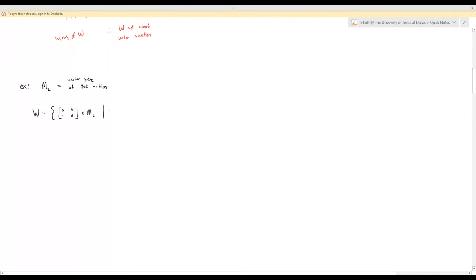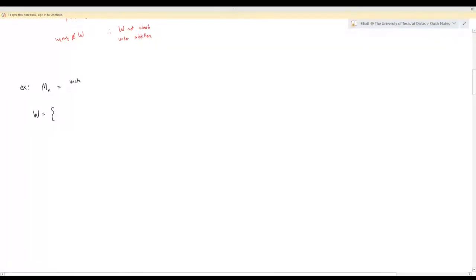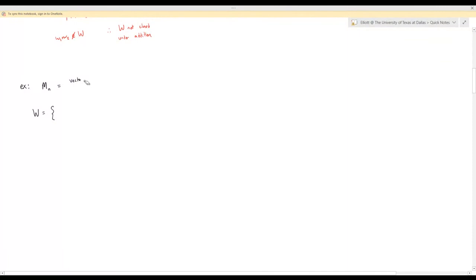I have a couple of examples you can do. Actually, I'll tell you what, let me do a different example because I have quite a few examples and I'm trying to think which one I want to do. I'll do a different one, okay? So instead of M2, let me do just an example in Mn. This is the vector space of n by n matrices.